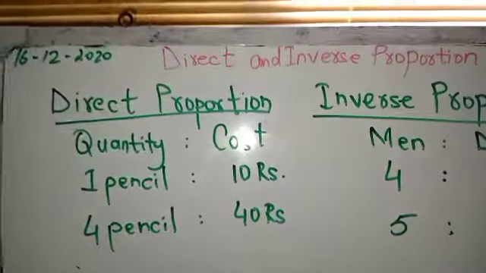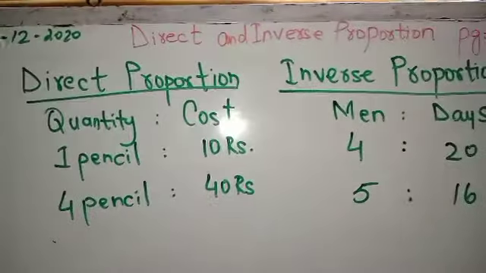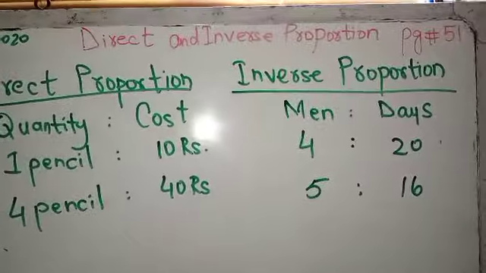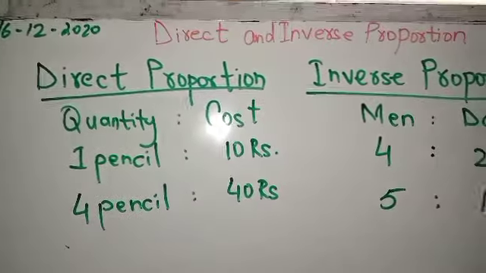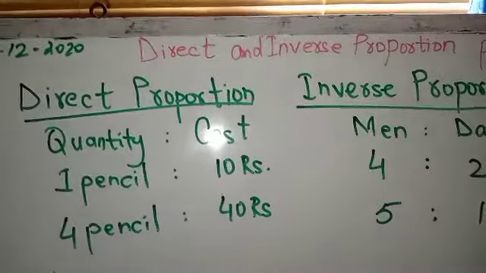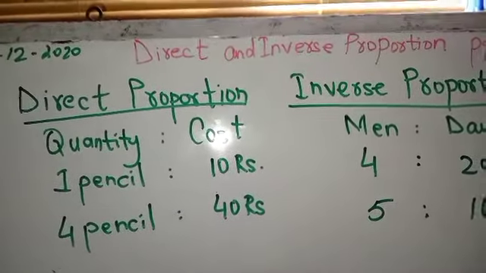Good morning, students. Today I am starting with direct and inverse proportion, which is on page number 51. We have finished our algebra topic and now we are starting with arithmetic topic. You will make a title page for direct and inverse proportion in your arithmetic copies.